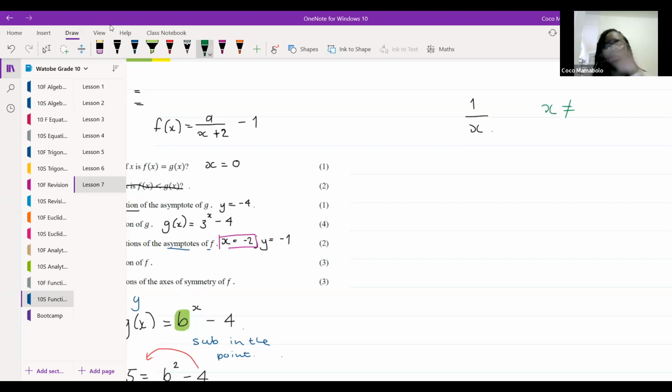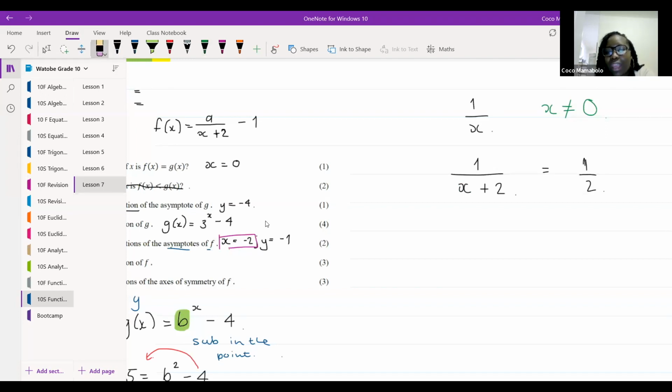Good, it's 0. Because if I put 0 in, I'm going to get 1 over 0. That's undefined. So x cannot be equal to 0. But let's do this. If I said 1 over x plus 2, if I make x 0, that's fine because my answer is just going to be 1 over 2.